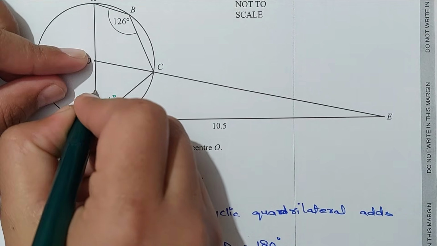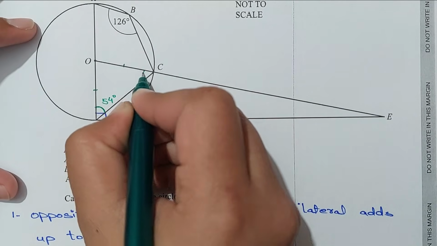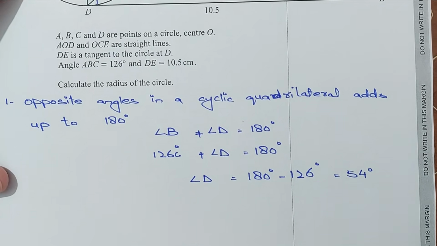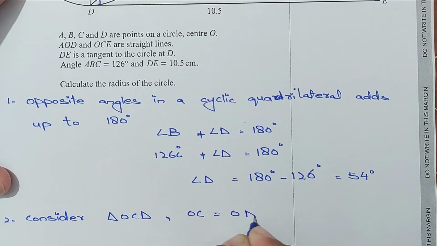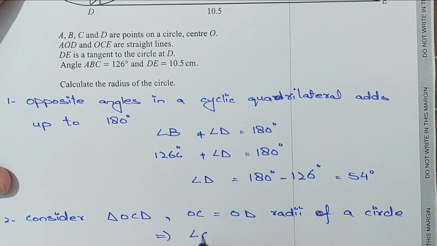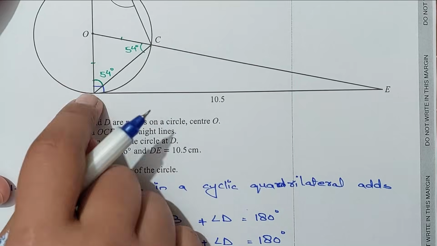OC is the radius, and OD and OC are two same sides. So the two angles should be the same, right? So this concept, the second one, I'm using over here. Consider triangle OCD. OC is equal to OD, radii of a circle. This implies angle C is equal to angle D, which is 54 degrees. All right. So this is an isosceles triangle. Two sides are the same, two angles should be the same.